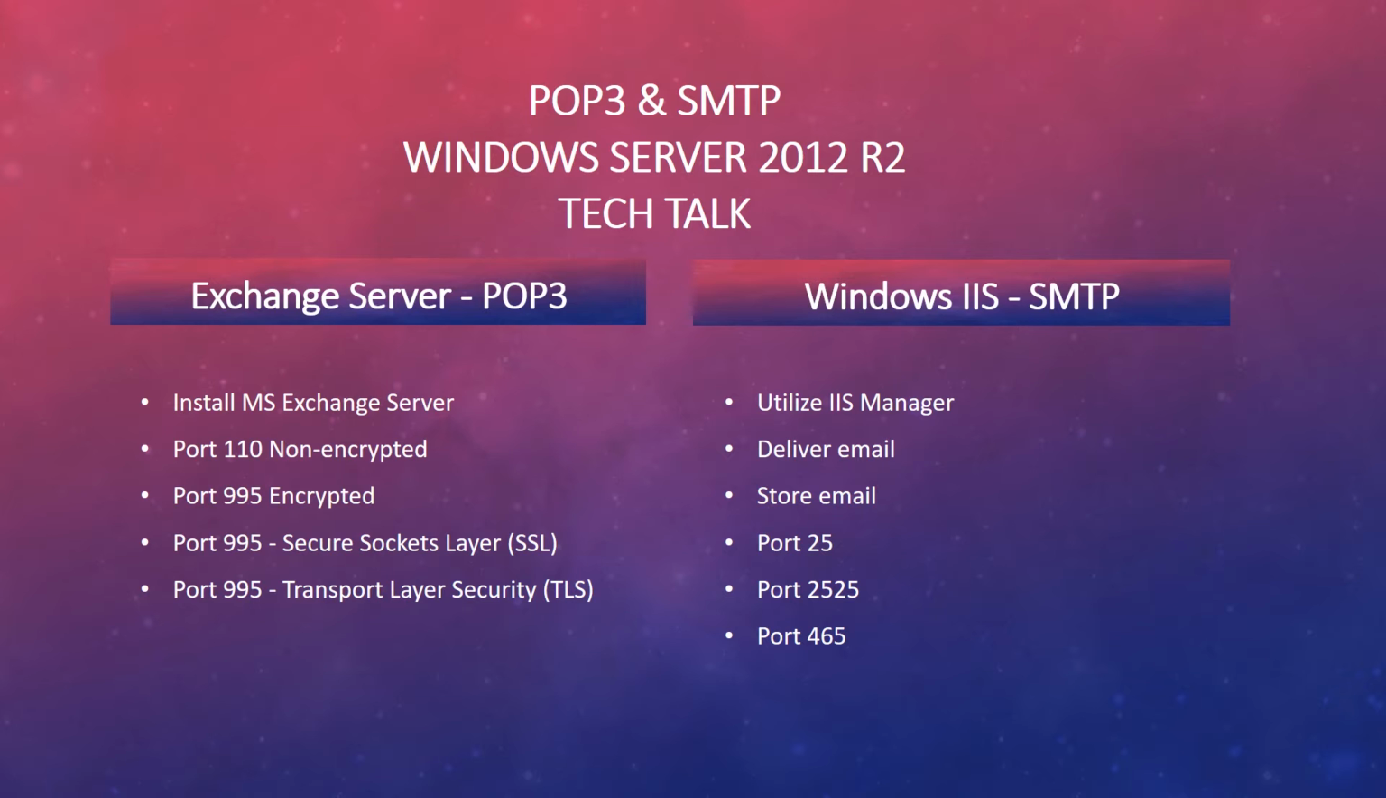Port 2525 is used if port 25 is filtered and you want to continue to transmit non-encrypted emails utilizing SMTP. Port 465 is used when the user wants to send encrypted emails using SMTP, further securing all transmissions.